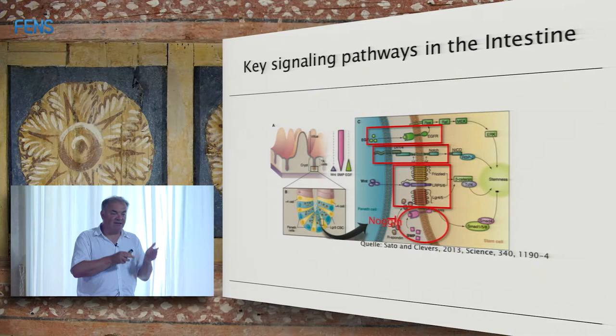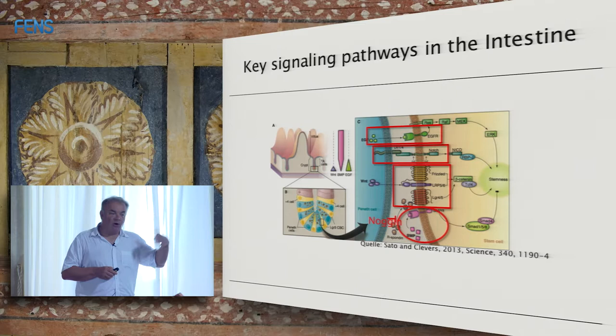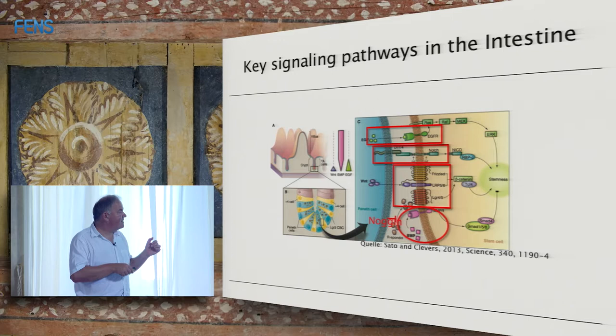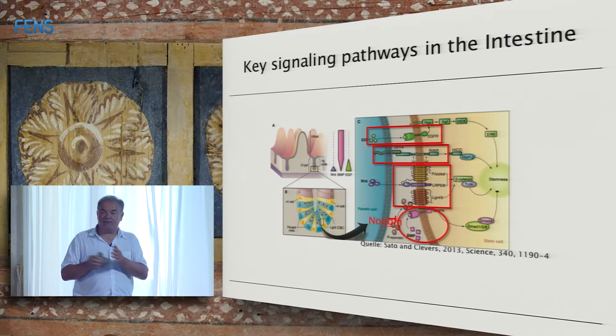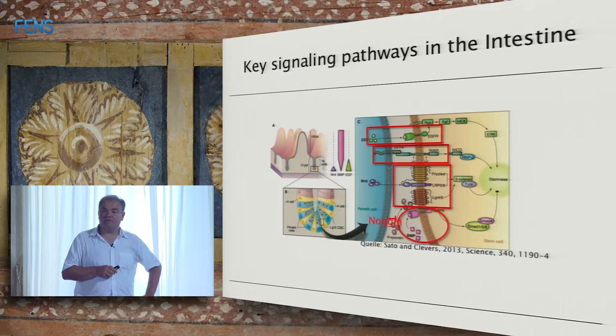It actually binds to a co-receptor of the Wnt pathway. It's a co-activator of the Wnt pathway. And because Wnt itself, as many of you will know, is very hard to actually generate in vitro, but R-spondin is very easy to generate. So the ability to activate the Wnt pathway was actually very important for generating those organoids.